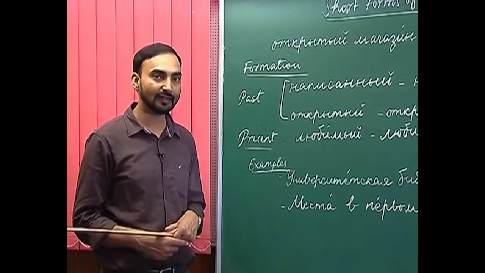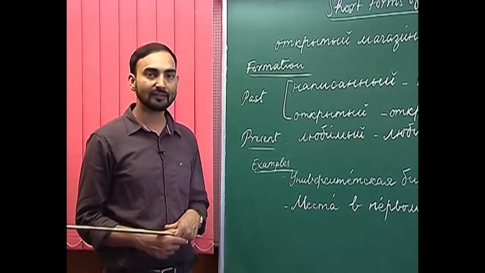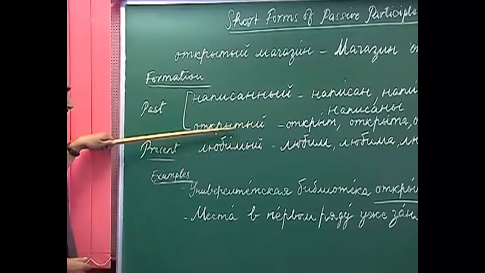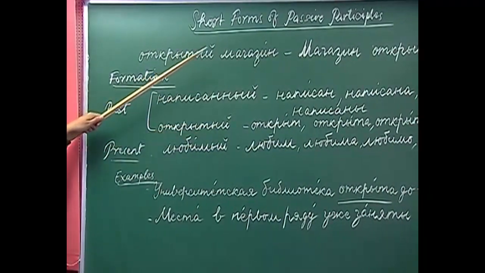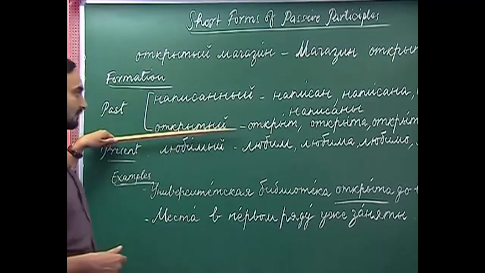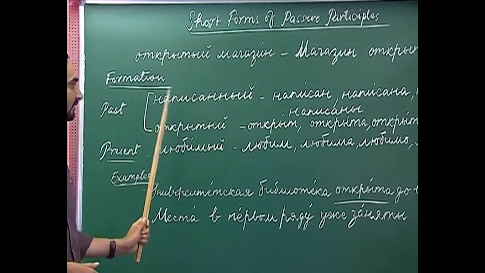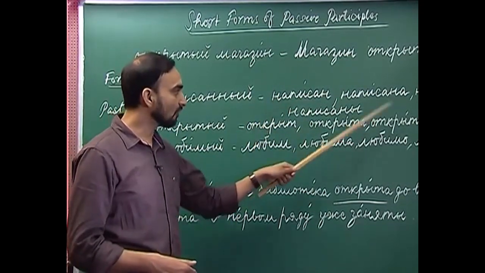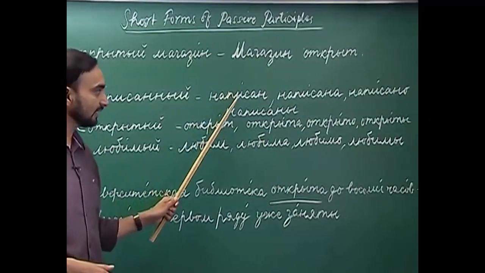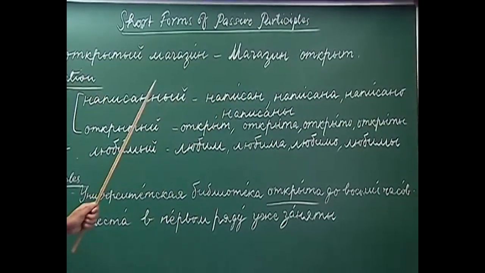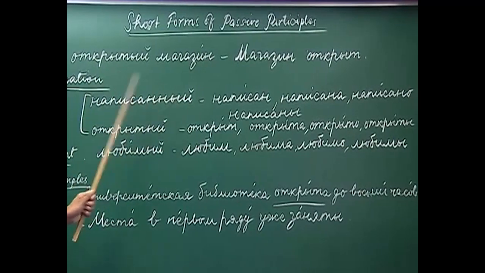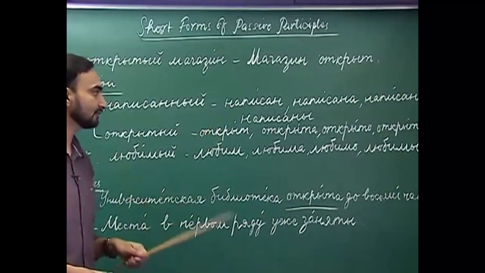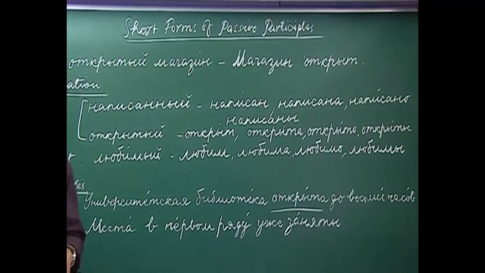if it has an ending yoni, then the stress is different from the root word or from the passive participle. For example, here as you can see, napisanni has stress on e. The same way, in all the short forms the stress is on e only, but if a passive participle past ends with yoni, then the stress changes. That we will discuss later on.